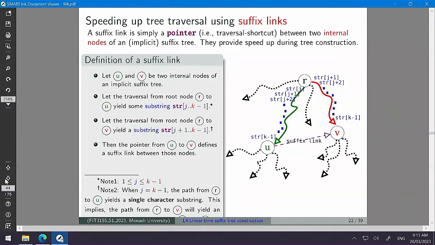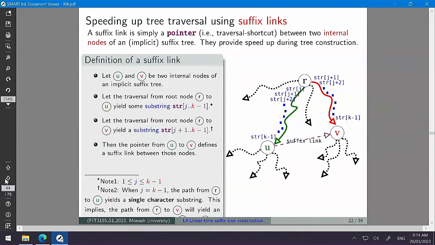We can actually reason this from a prefix, rather than a full string. It's a substring of the prefix 1 to I, because we are doing the algorithm incrementally: I plus 1, I plus 2. So that's the character at J, the character at J plus 1, and the character at K. Everyone with me so far? I've just said what U means. U is the path, and it defines a substring in that region.